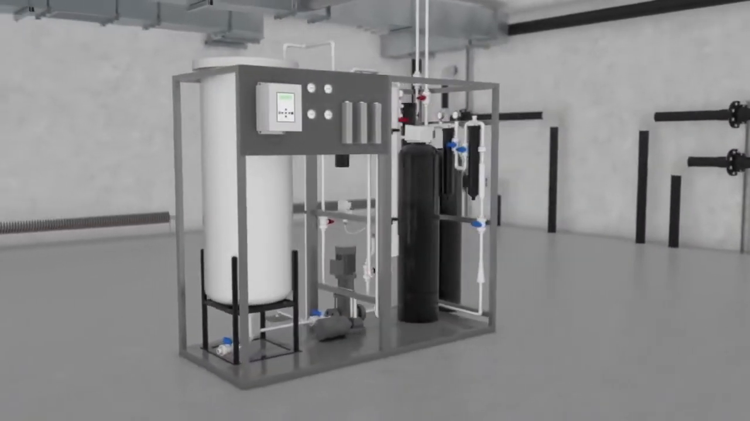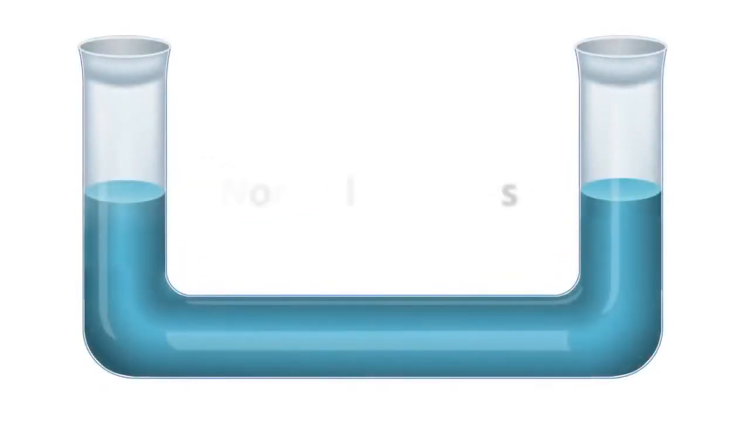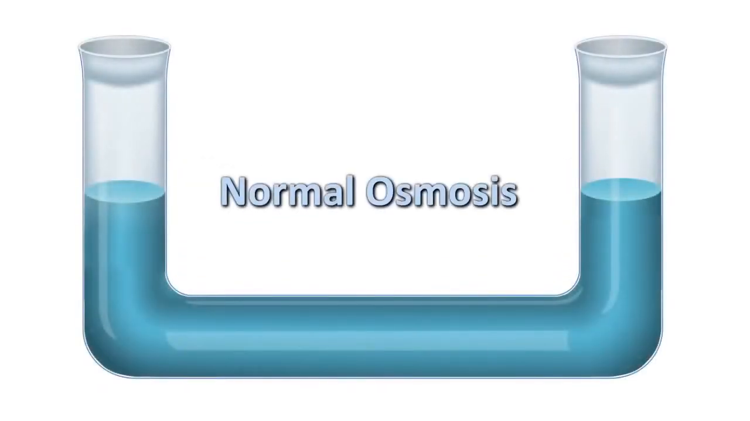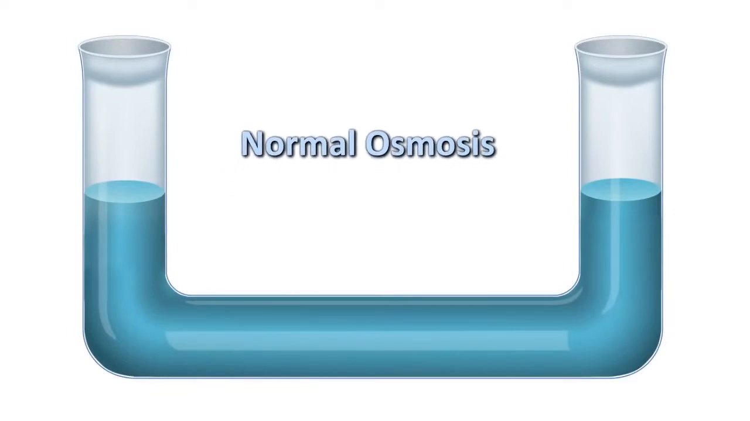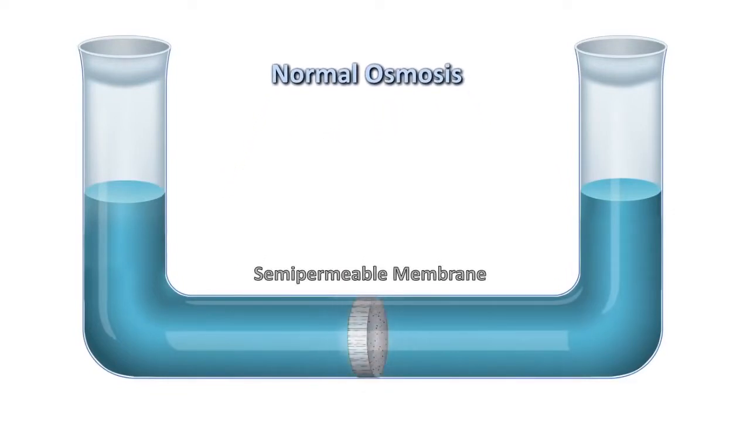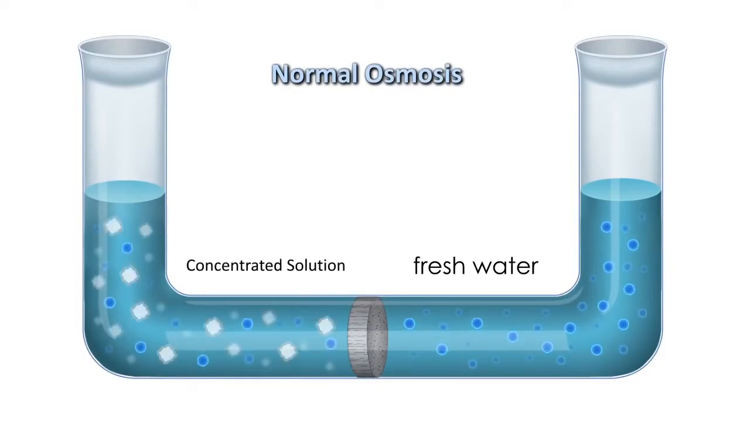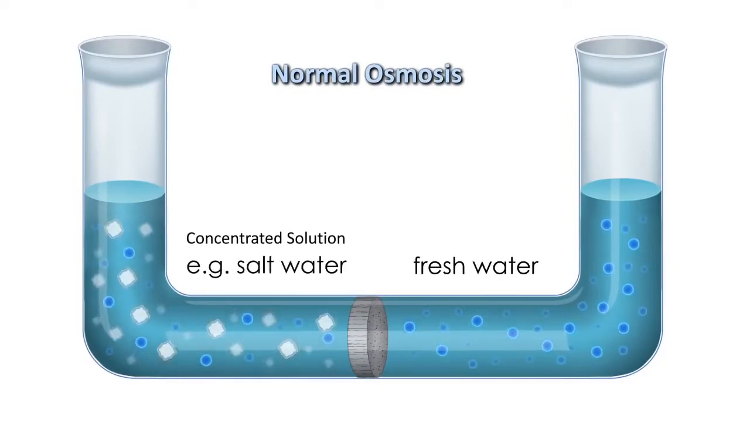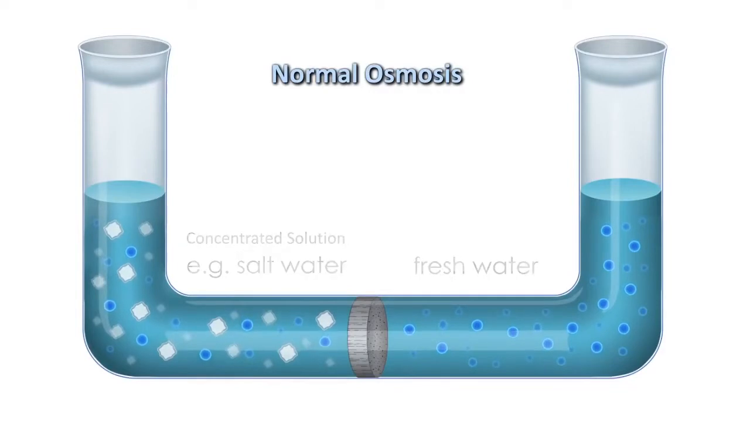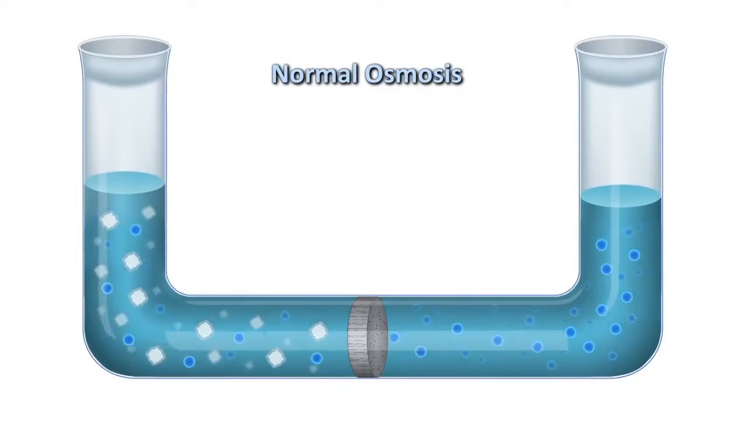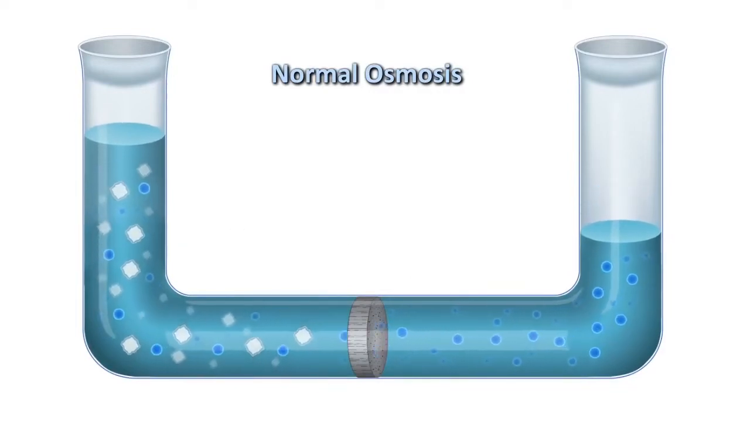So, what is reverse osmosis? To best understand reverse osmosis, let's first look at normal osmosis. To illustrate, imagine a semi-permeable membrane with fresh water on one side and concentrated solution on the other, such as salt water. If normal osmosis takes place, the fresh water will pass through the membrane to dilute the concentrated solution.